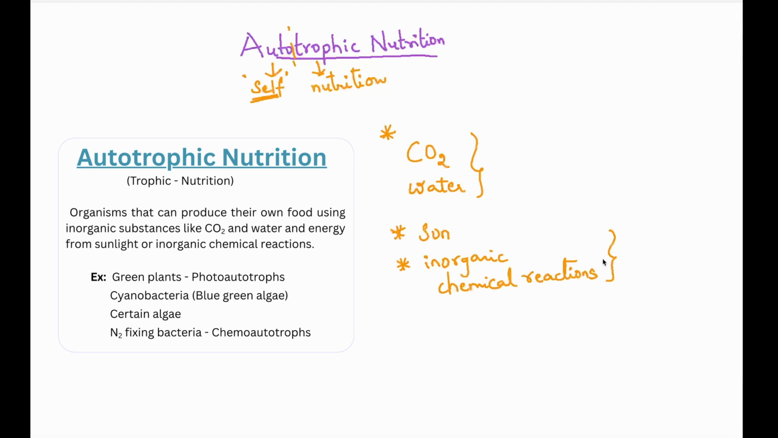So some important examples for autotrophs include all the green plants. Then most important is cyanobacteria, which is also called blue-green algae. Cyanobacteria or blue-green algae are in fact considered among the first organisms on this earth to actually carry out photosynthesis. So they were one of the earliest adopters of photosynthesis, and they released oxygen into the atmosphere.